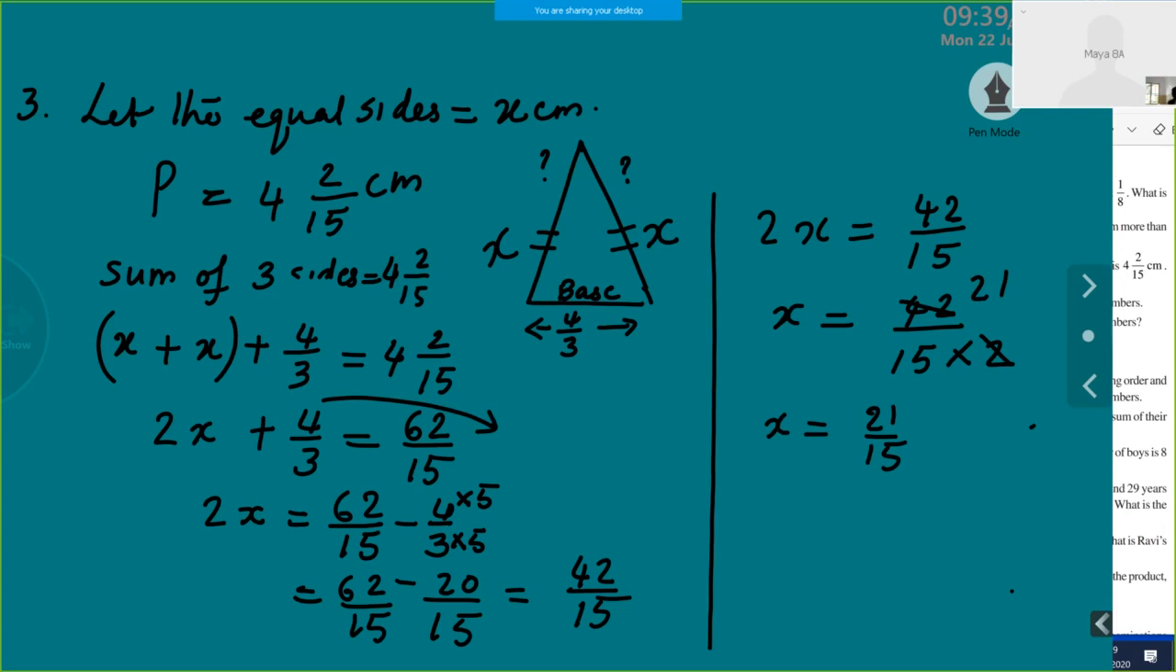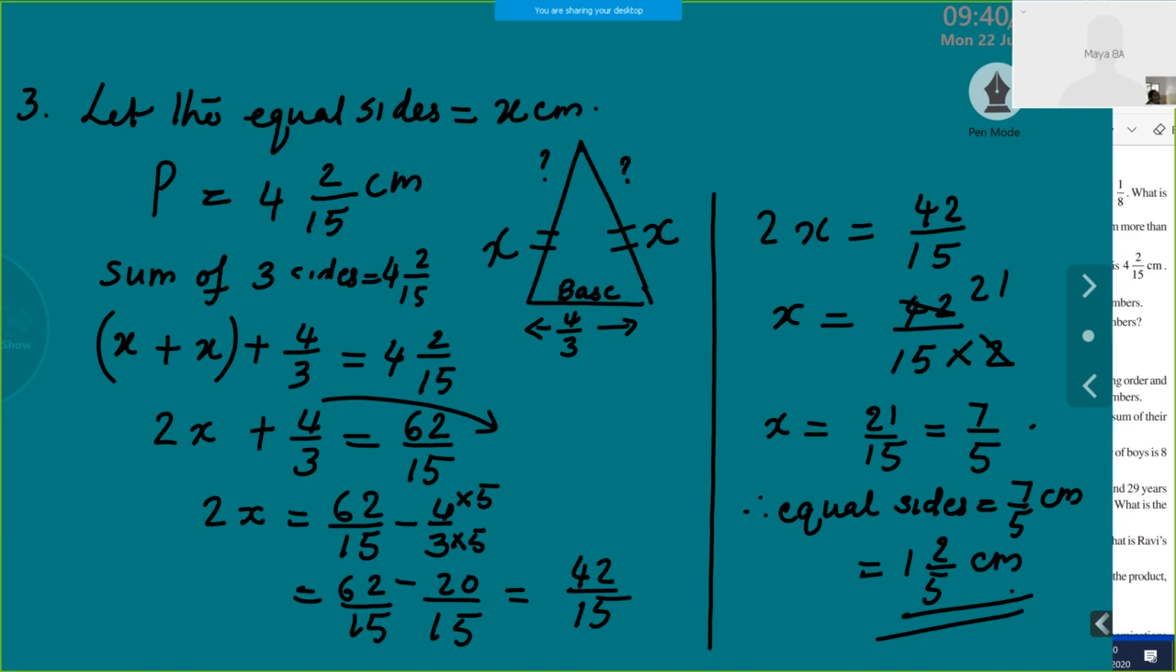Again, these two numbers you can cancel with the 3. That is 7 3s are 21 and 5 3s are 15. So the equal sides length, what we assumed as x, will be 7/5 centimeter, or you can convert it into a mixed numeral, that is 1 and 2/5 centimeter.